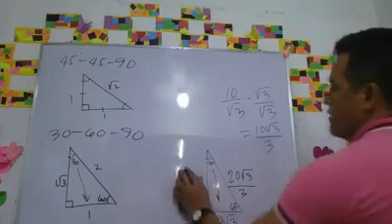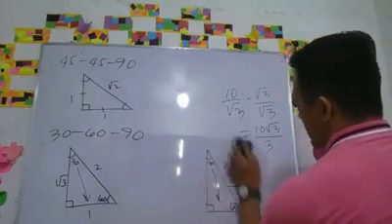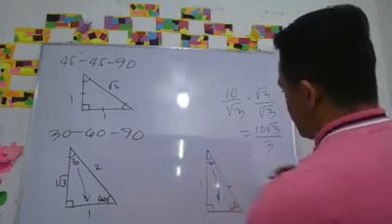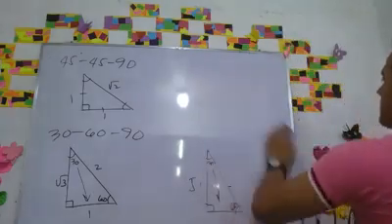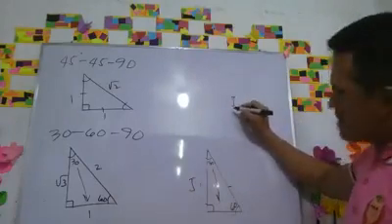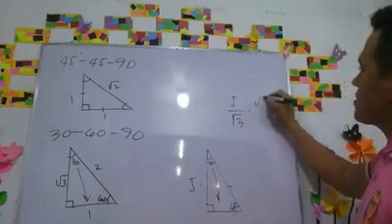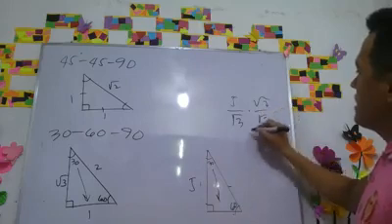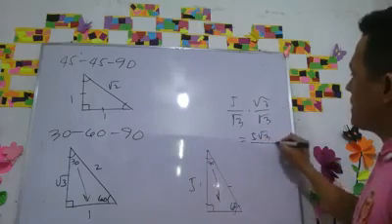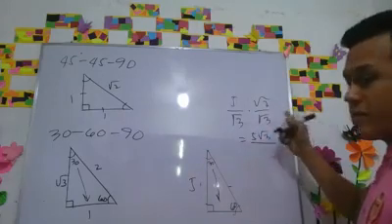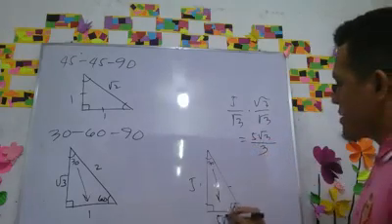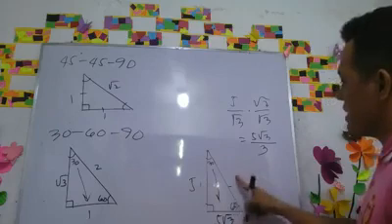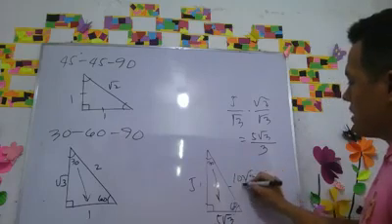Next one. If you have 5 for this, that means this one is 5 divided by square root of 3 times square root of 3 over square root of 3. That means 5 square root of 3 over square root of 3 times square root of 3, which is square root of 9, and square root of 9 is 3. Okay, so there you go. This one is 5 square root of 3 over 3. Multiply it by 2, that is 10 square root of 3 over 3.